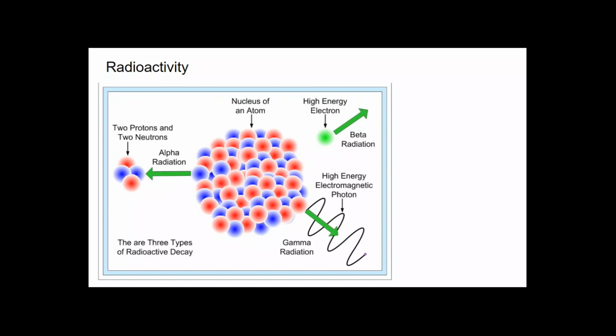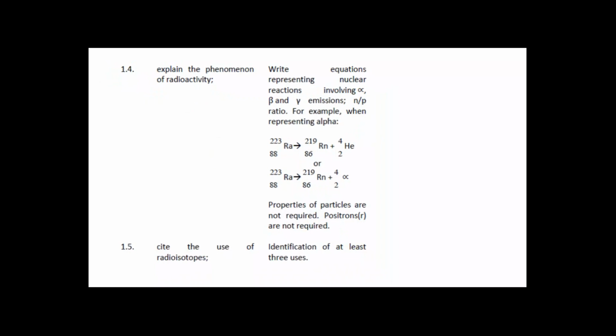And then you have gamma radiation, which is simply shortwave electromagnetic radiation. And gamma decay always accompanies alpha decay and beta decay, because these decays occur in order for the nucleus to lose energy, and the energy is given out in terms of gamma radiation. So what we're going to do is explain the phenomenon of radioactivity.